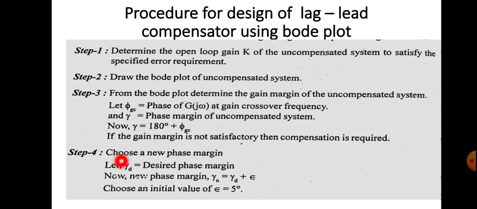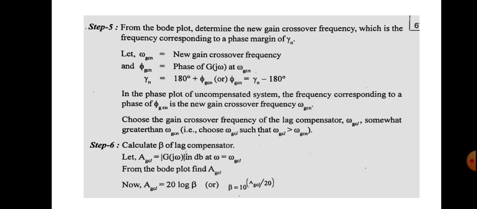The steps are: first, we write the equation gamma n equal to gamma d plus epsilon, where we are choosing epsilon as 5 degrees. You have gone through the same steps in the case of the lag compensator and lead compensator, where we also chose epsilon equal to 5 degrees. So the design steps are similar, and there will be no confusion in designing. Next we can find the value of gamma n by using that equation.